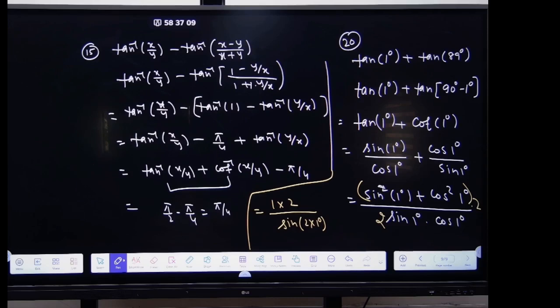Sir, in the 23rd question, it's given the value of sine inverse 2 root 2 divided by 3 plus sine inverse 1 by 3. You can apply that formula, sine inverse x plus sine inverse y. Can be done. But first solve the 18th, then you come to that.